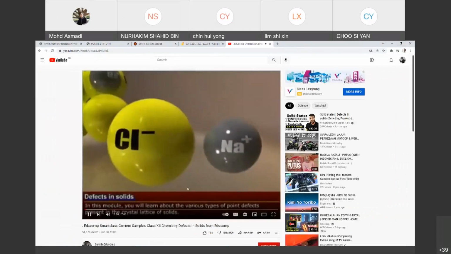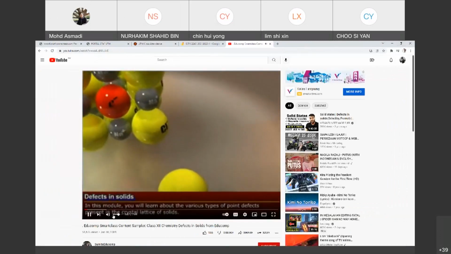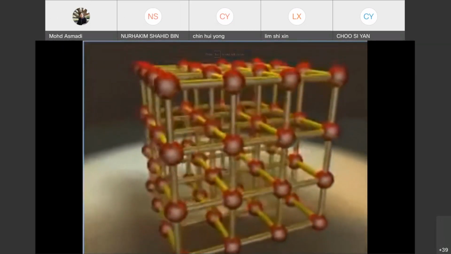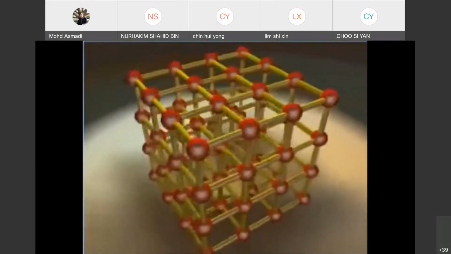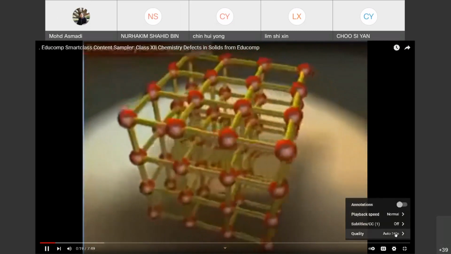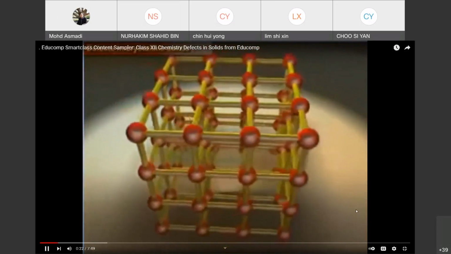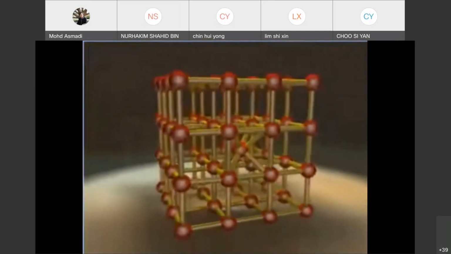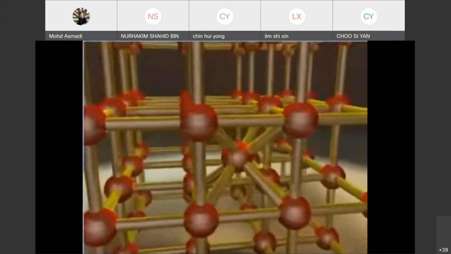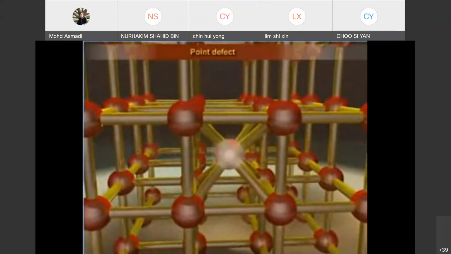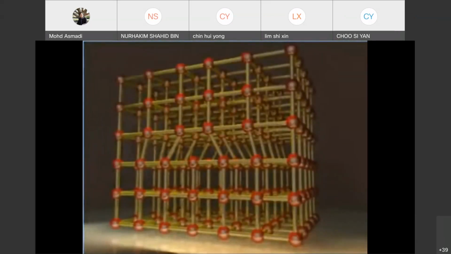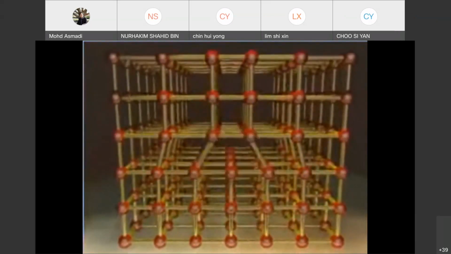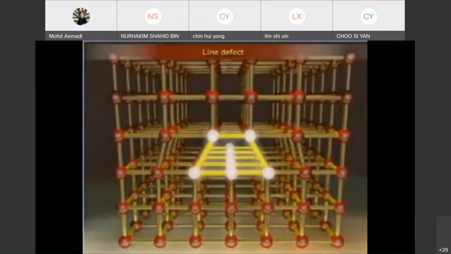In this module, you will learn about the various types of point defects present in the crystal lattice of solids. Crystalline solids have a regular arrangement of the constituent particles. However, this regular arrangement is sometimes interrupted by certain defects in the crystal, such as point defects and line defects. A defect arising due to the irregularity in the arrangement of the constituent particles around a single lattice point is referred to as a point defect. On the other hand, a defect arising due to the irregularity in the arrangement of the constituent particles across a row of lattice points is referred to as a line defect.